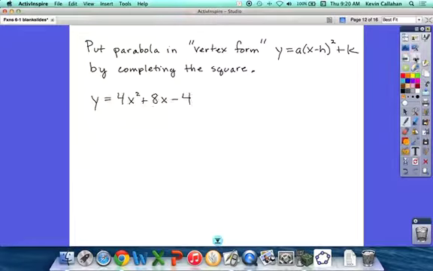So let's try another one. Okay, again, here's one. What do we have to watch out for in this one that we didn't have to watch out for in the other one? The 4, right? We can't complete the square unless the a equals 1. In this case, it's not. So what do I do to fix that? I factor out just the 4, right? So this is 4 times x squared plus 2x.